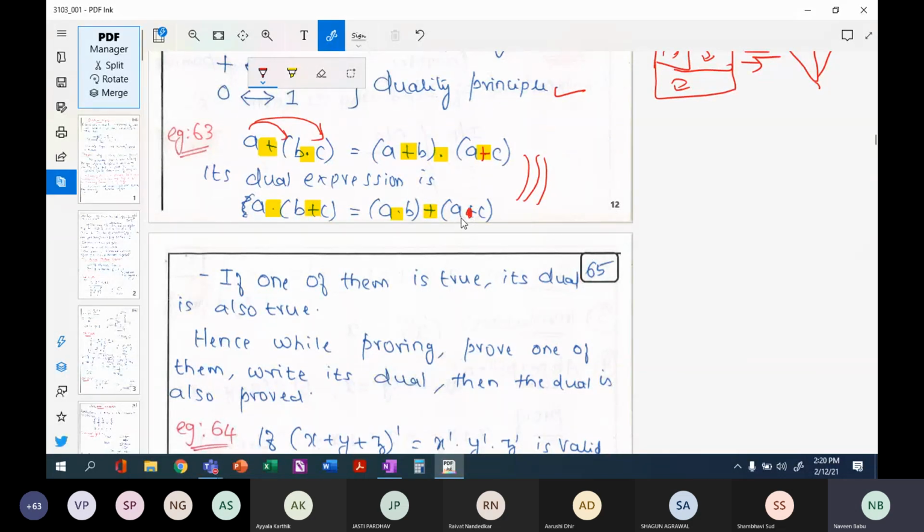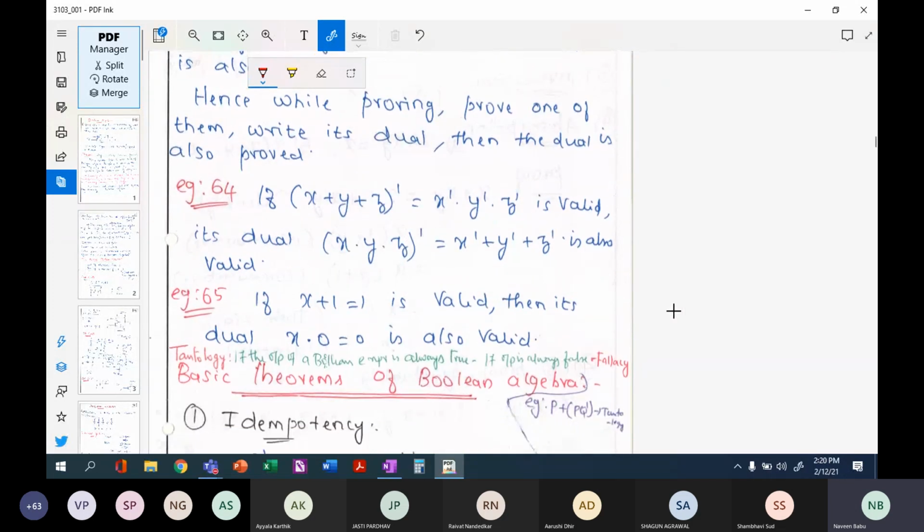So why are we doing this duality? It is okay to prove one of the expressions and you can apply the duality principle on the other, and you can say that hence this is also true. That is the advantage of applying the duality principle here. And let us see more examples of duality. Say for example (x plus y plus z bar) the whole bar is equal to x bar dot y bar plus z. Please note that if this is true, only then the duality is true.